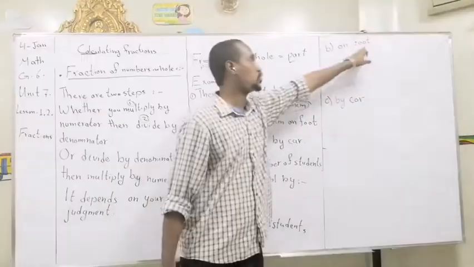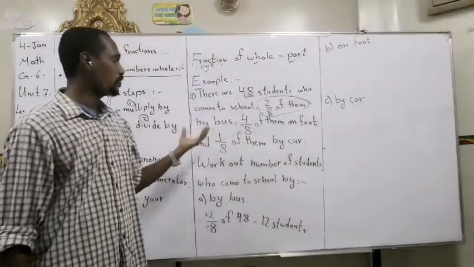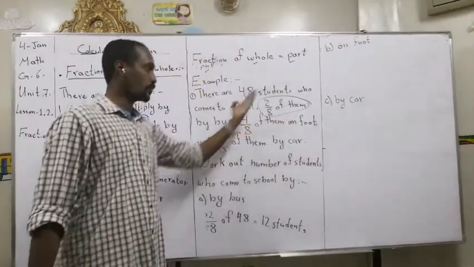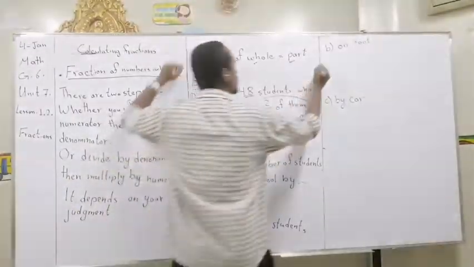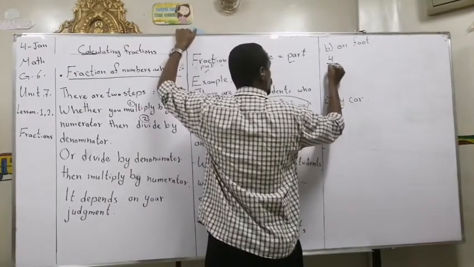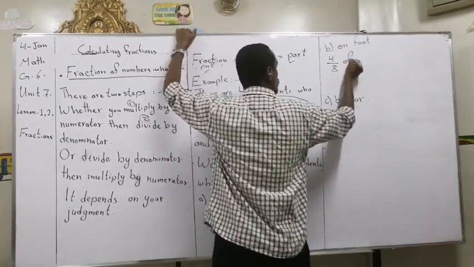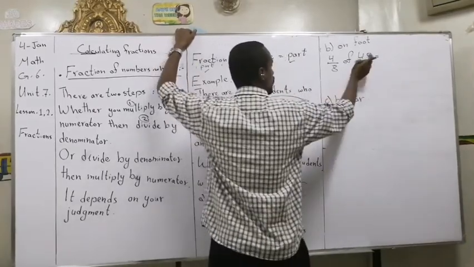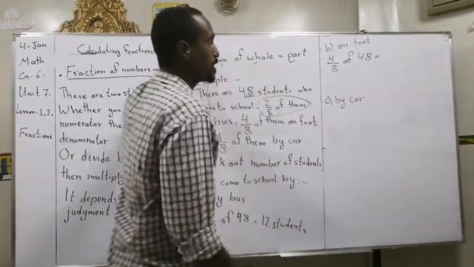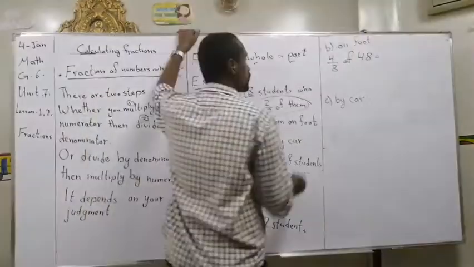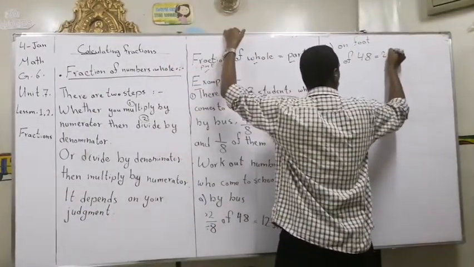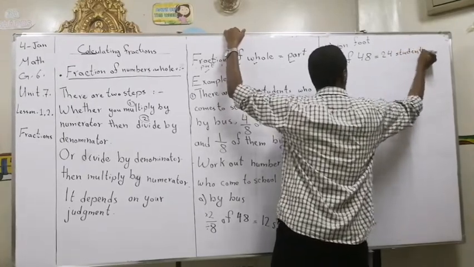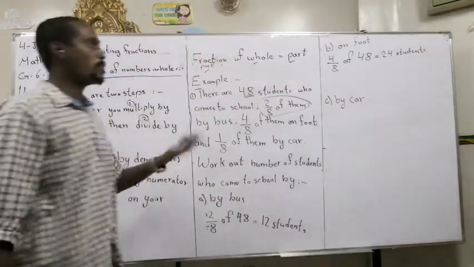B, they went on foot. Which one is the fraction of on foot? 4 over 8 of them on foot. That means the fraction refers to what? Foot. So, it will be 4 over 8 of 48. That's what I said, all of the students. Equals what? 48 divided by 8 is 6, times 4 equals 24. 24 what? Students.